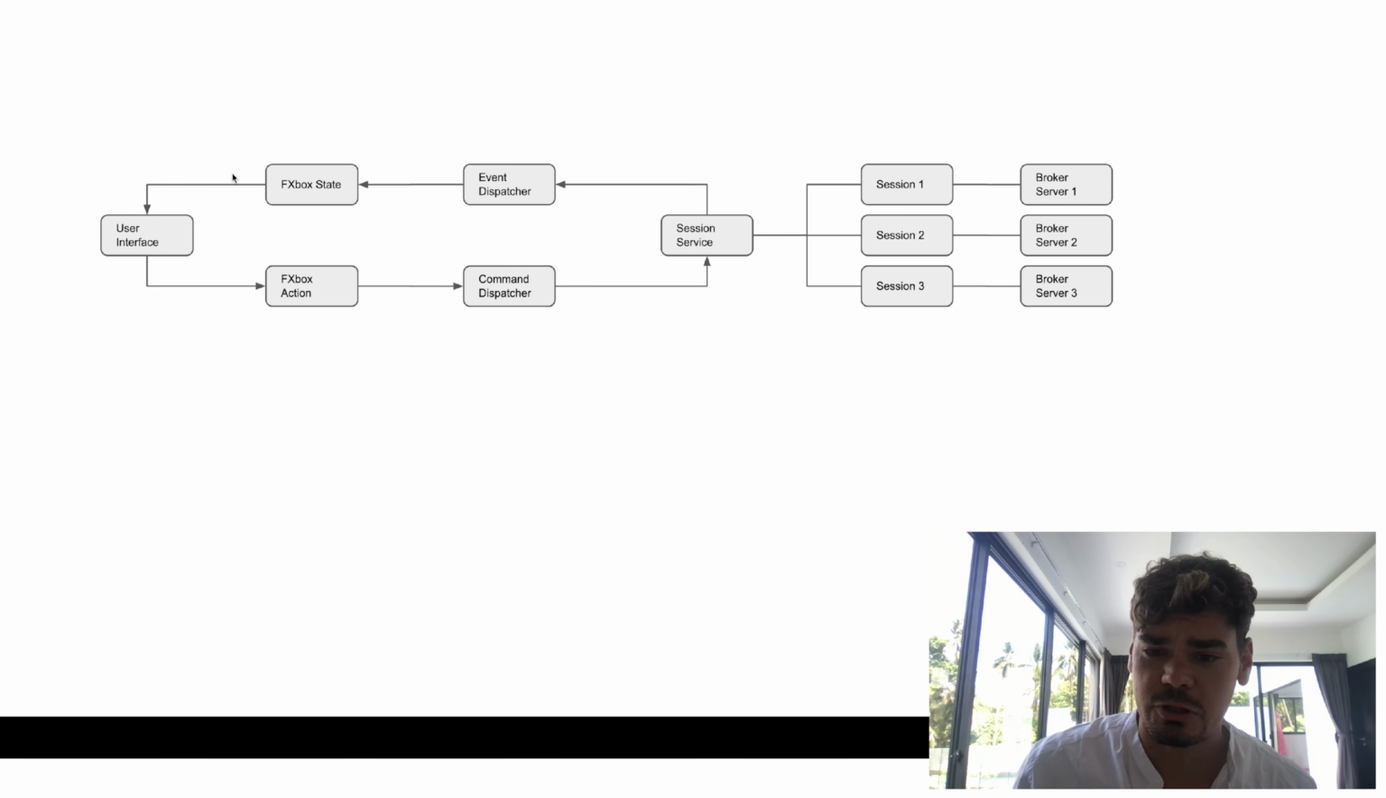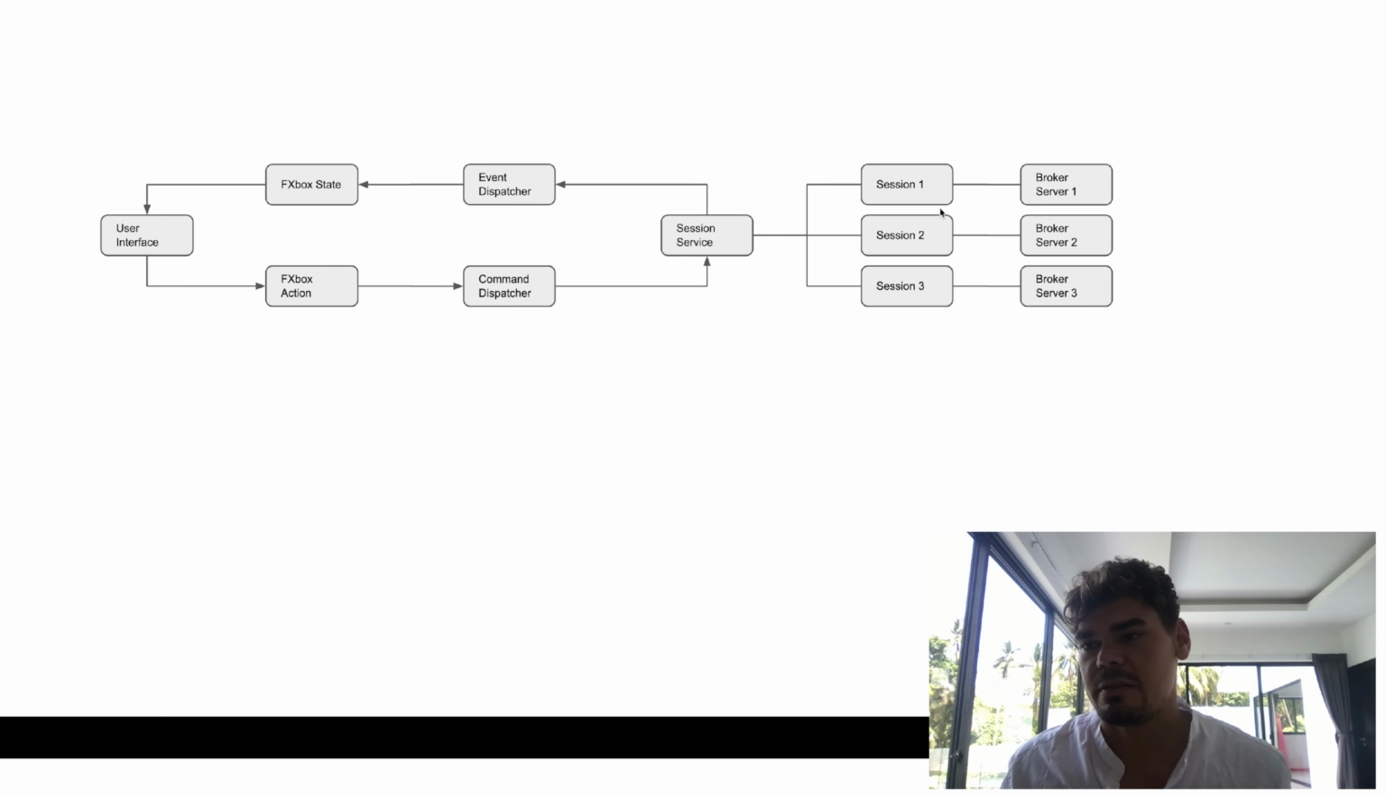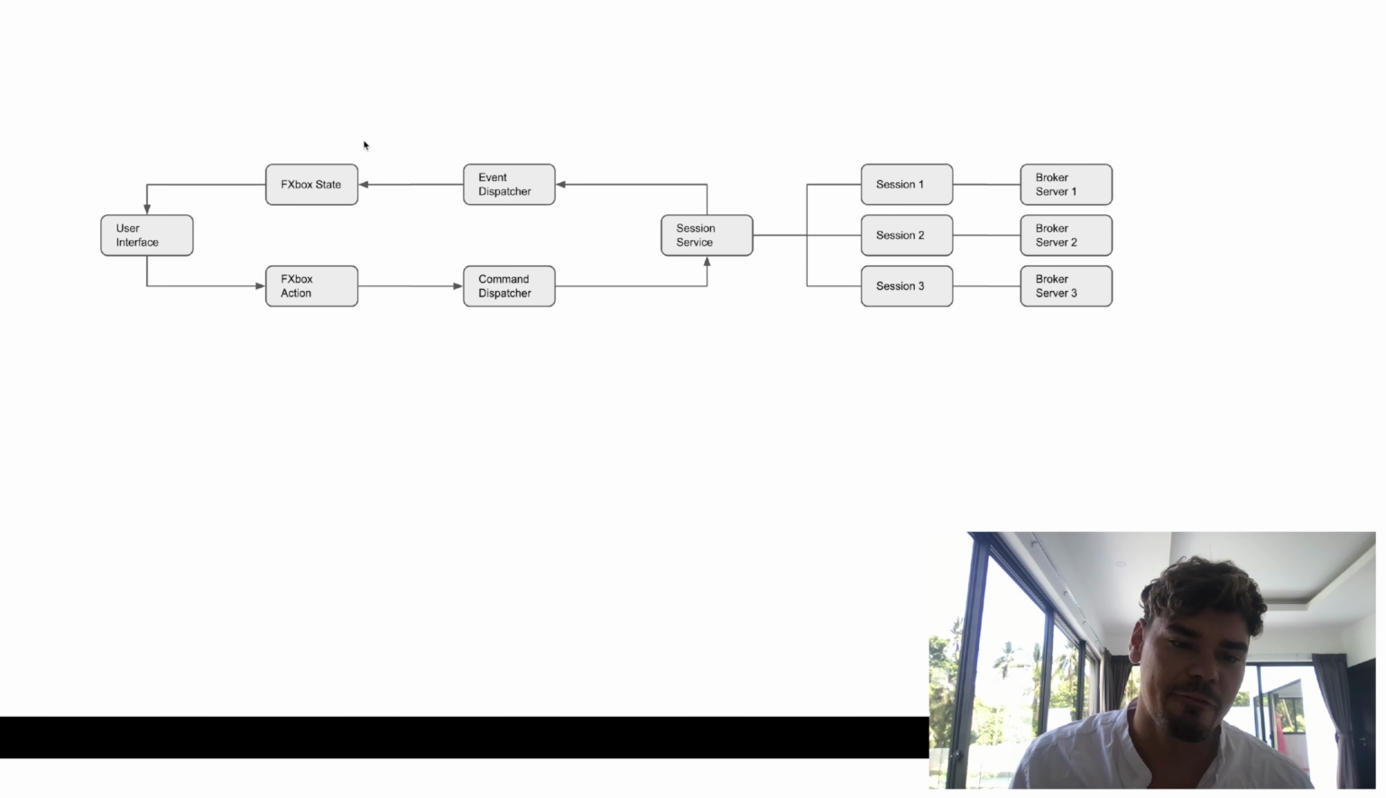As you can see, we have different blocks like user interface, FXbox action, state, event dispatcher, command dispatcher, and session service. Session service was responsible for accessing session objects. By session, I mean the connection to the exchange or broker, and those objects actually communicate with the broker. The FXbox state is like a repository that holds the current state of all the objects, all the connections, all the trades, and all the tickers.